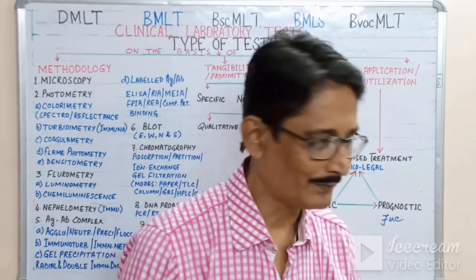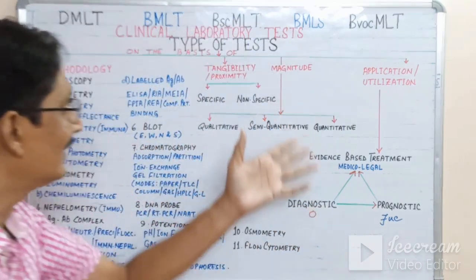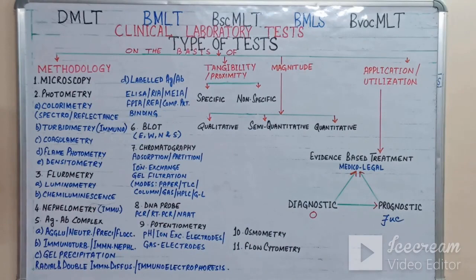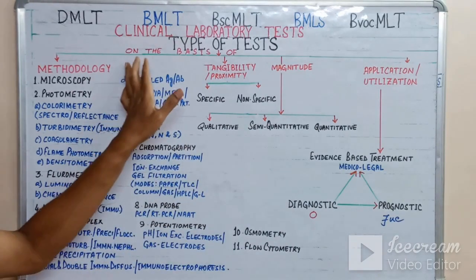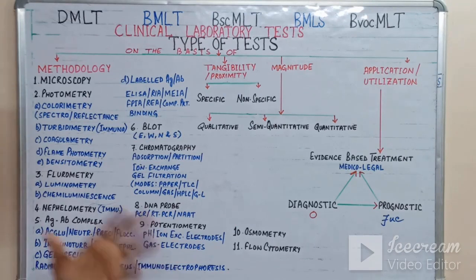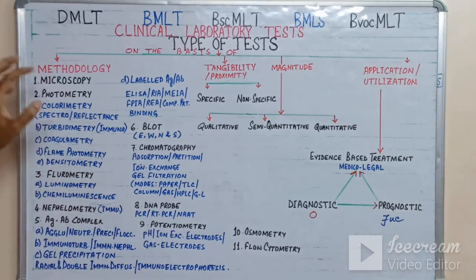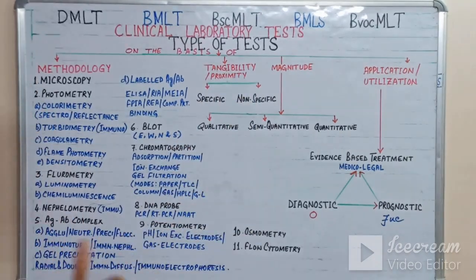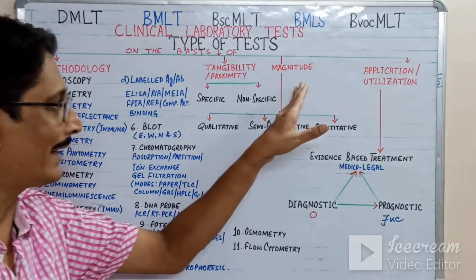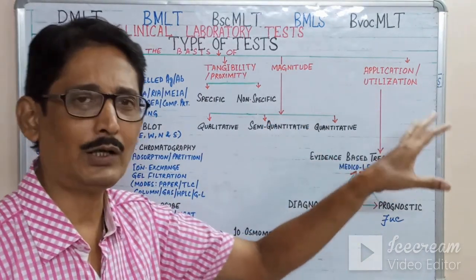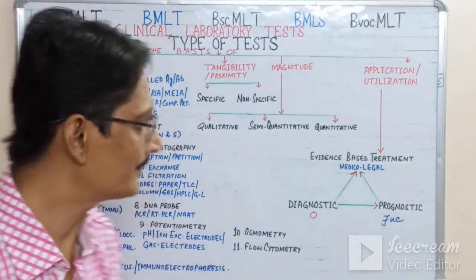Friends, next we are going to start the clinical laboratory tests and types of tests. The division is on the basis of what? The basis are the methodology, that is the principle of the tests, the tangibility or proximity of a test, the magnitude of the tests, and the application or utilization of the tests.